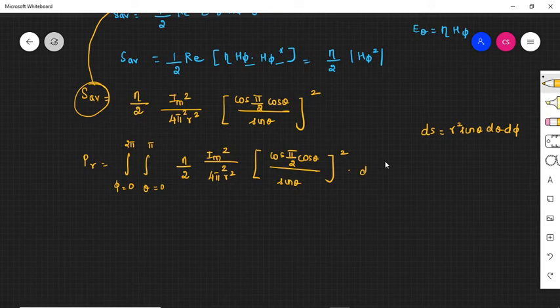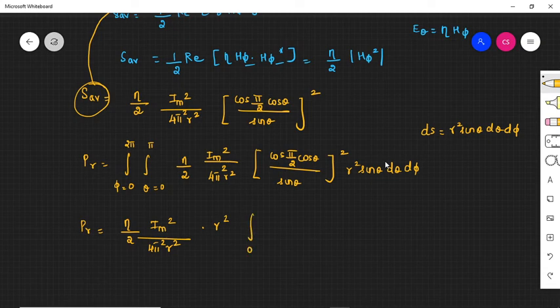So into r square sin theta d theta into d phi. So let us substitute all the values and find the power radiated. So I'll take out the quantities that are not involved in the integration outside. So this becomes eta by 2 Im square divided by 4 pi square r square. What other terms can we take outside? We can take this r square also outside.